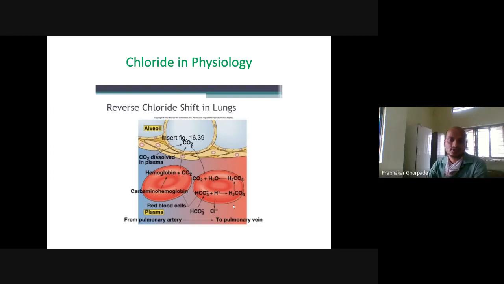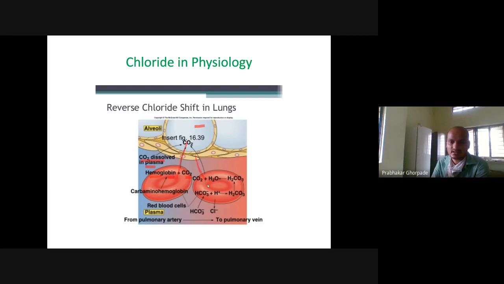Chloride is important in our body. In physiology, you must have seen that the reverse chloride shift is there. The hemoglobin is there, combined. Carbon dioxide is there. The lung alveoli is there. CO2 has to dissolve from plasma. So the RBC will give CO2 here.